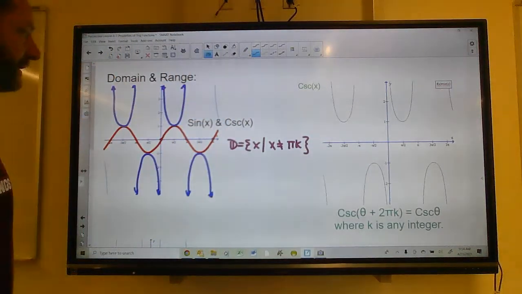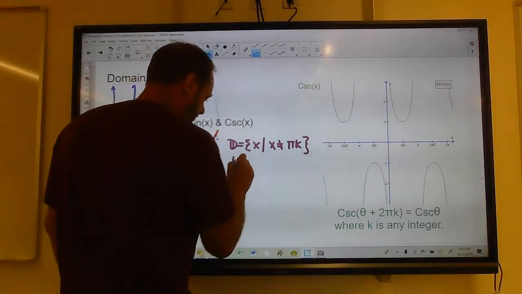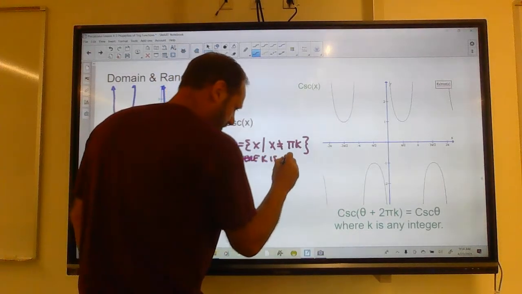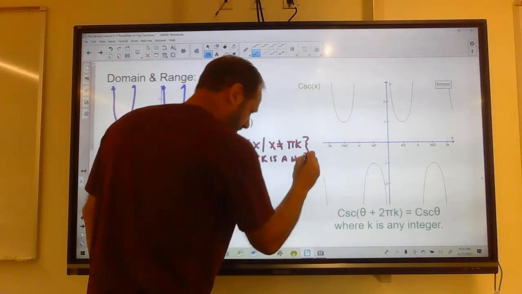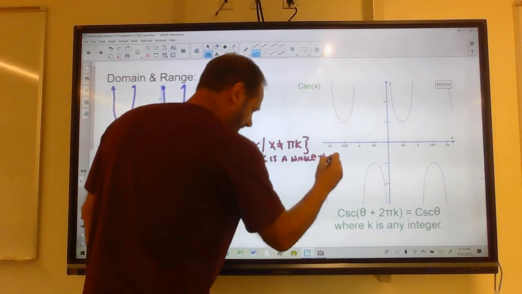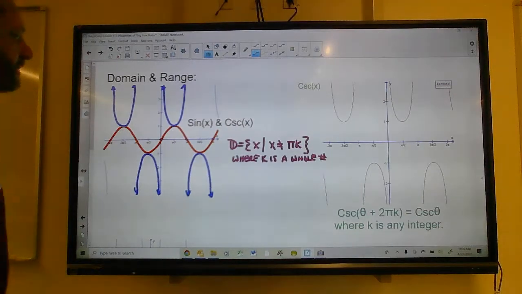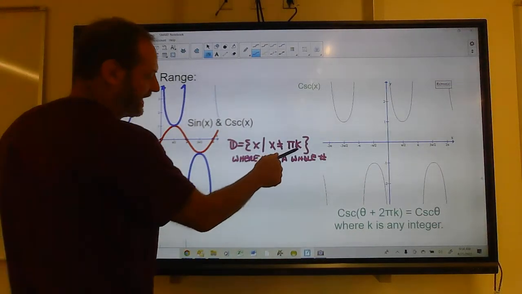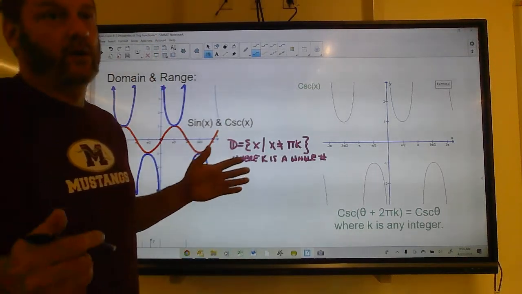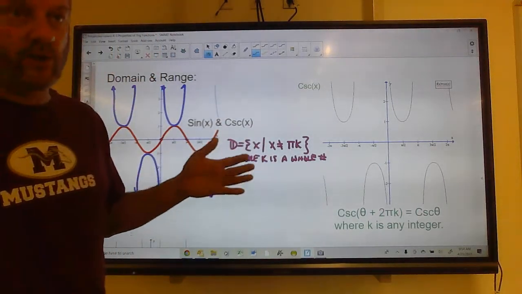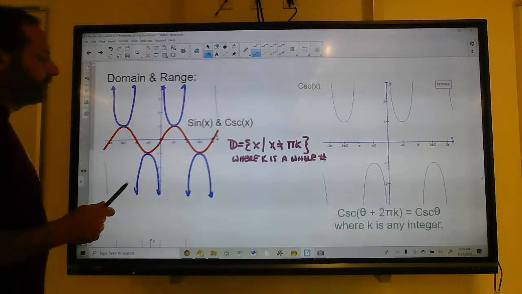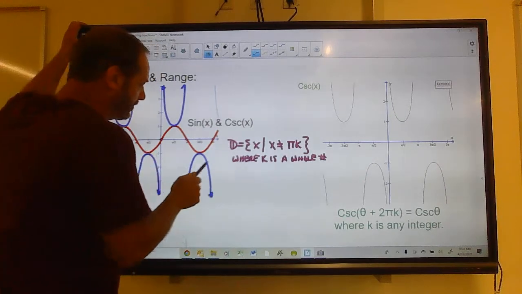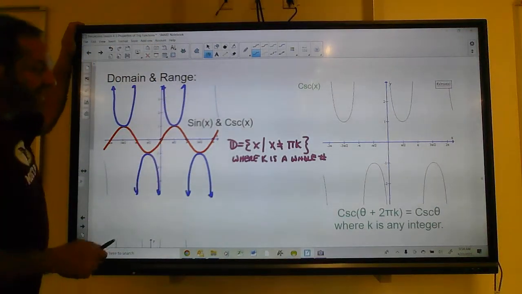All right, now what does that mean? Where k is a whole number. That's a little bit difficult to write. Okay, so what that says is, if k is a whole number, remember the whole numbers are -3, -2, -1, 0, 1, 2, 3, and so on, right? So I can't take any number and multiply it by pi and use that because that's not in the domain because I have an asymptote there.